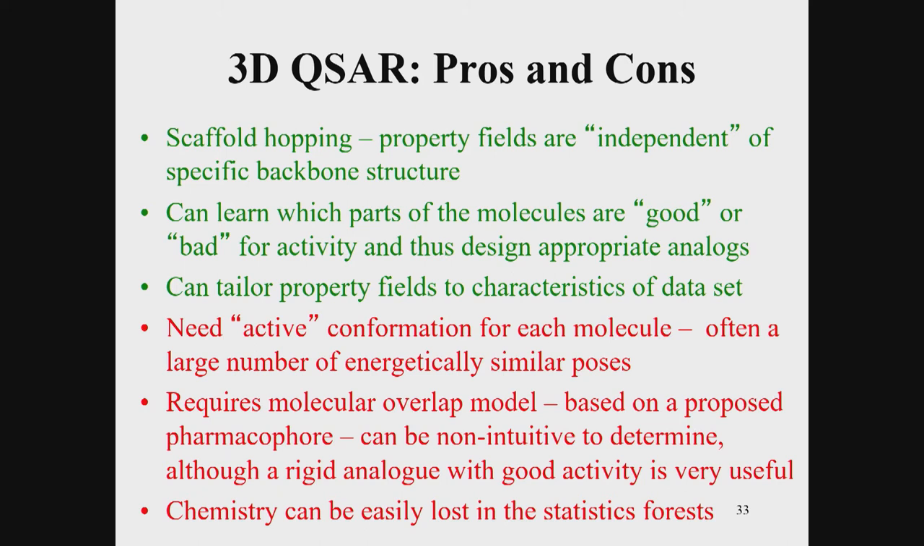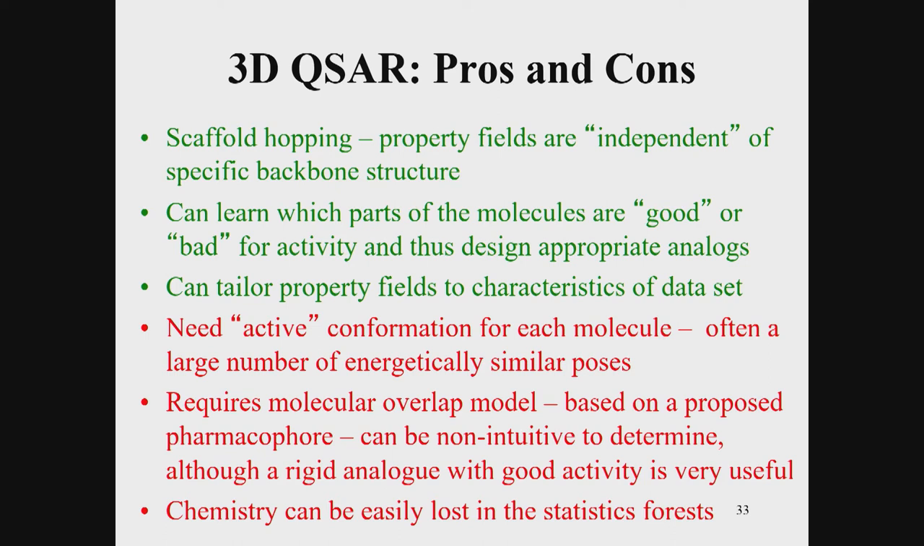But the cons are that, because it's a ligand-based method, we usually don't know anything about the structure of the receptor or enzyme it's binding to. We have to presume we know what the active conformation is. And there can quite often be a large number of poses or conformations for a molecule that are very similar. And it requires us to take a collection of molecules and overlap them in a way that, again, we presume they are going to be binding at the active site.